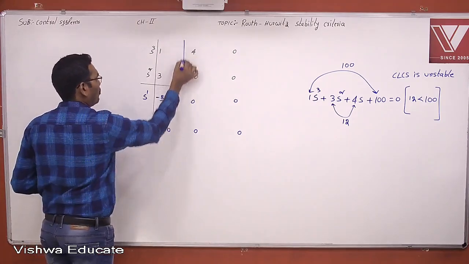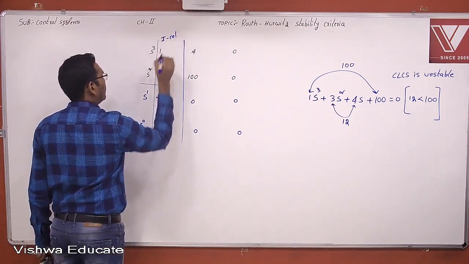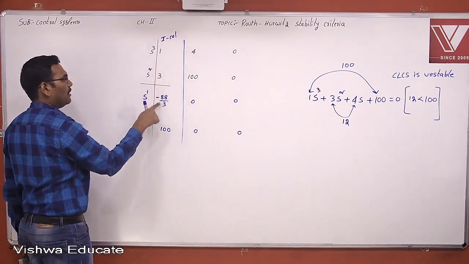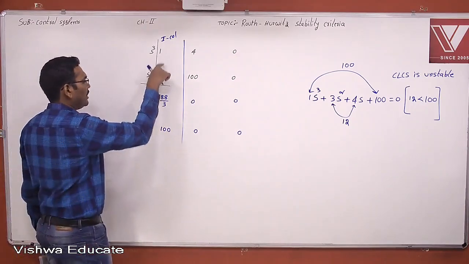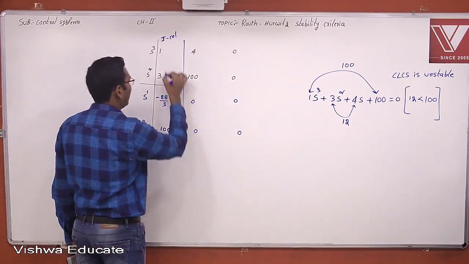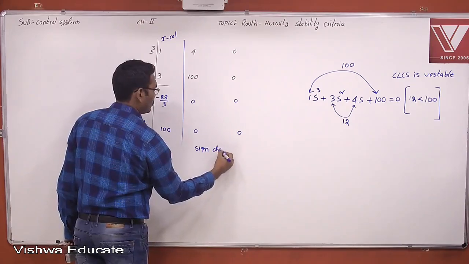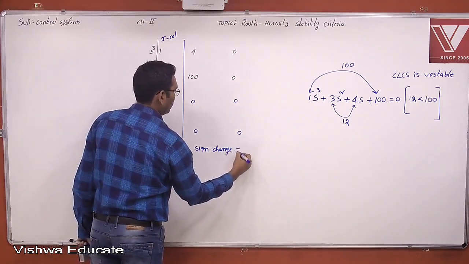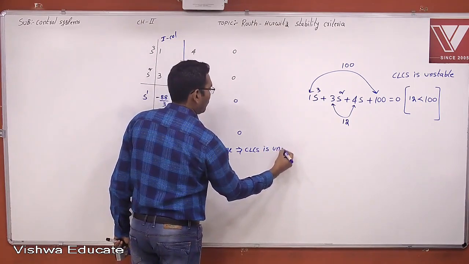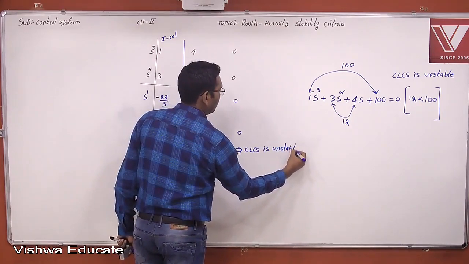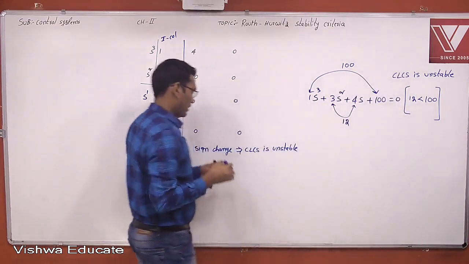Now this is the first column: positive, positive, negative, positive. Now is the sign changing or not? Whenever the sign changes, the system is unstable. If there is any sign change, the closed loop control system is unstable. And what is the shortcut method saying? The shortcut method is saying that the internal quotient product is less than the external, so the system is unstable.